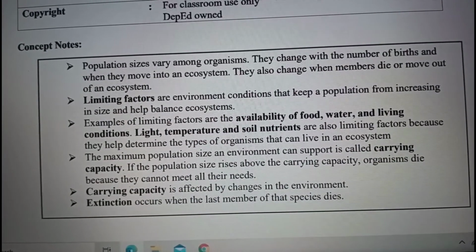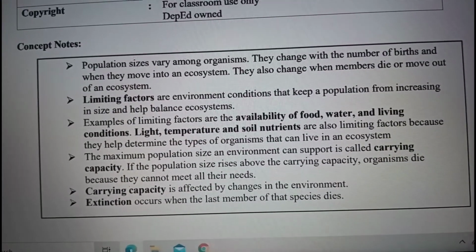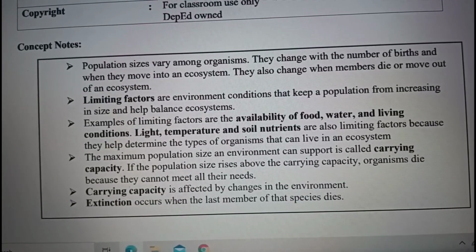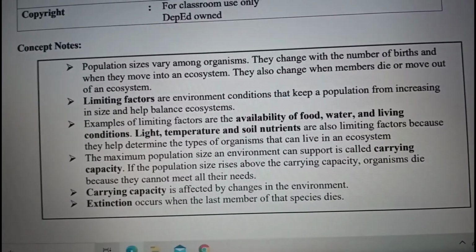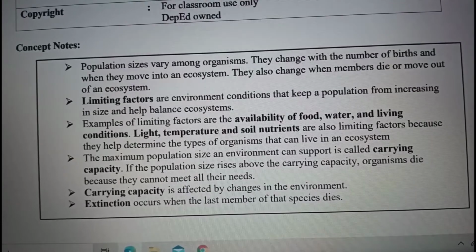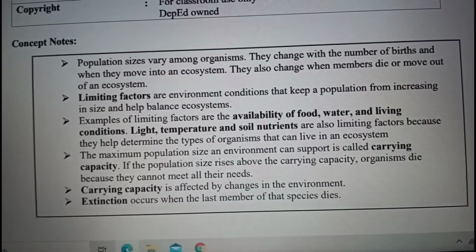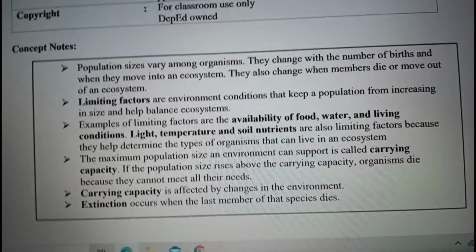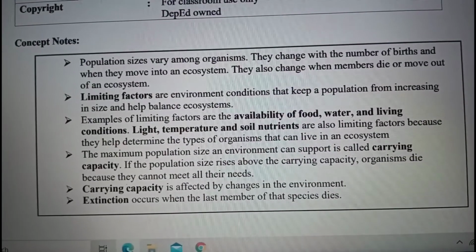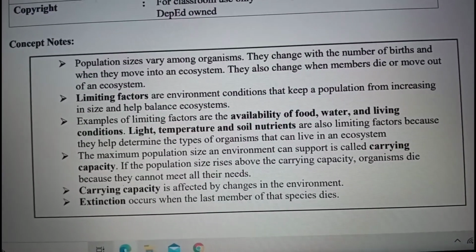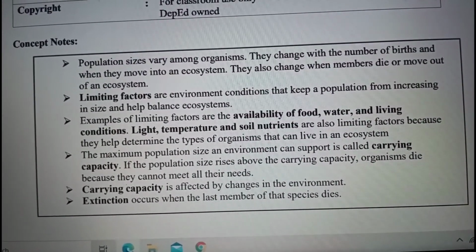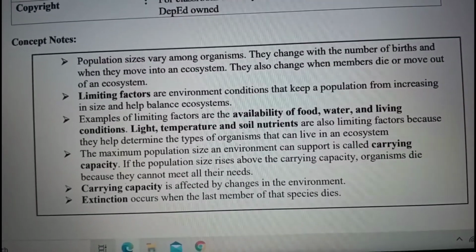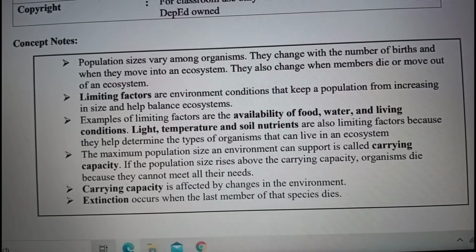So if we say extinction, it occurs when the last member of that species dies. So meaning, the last member. If that last member dies, the next generation will no longer have that organism, because the last member has died. So that is what we call extinction.